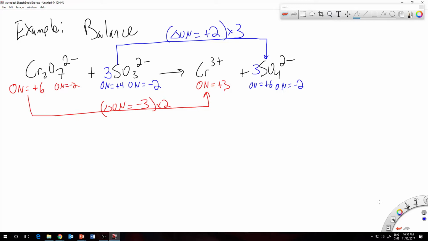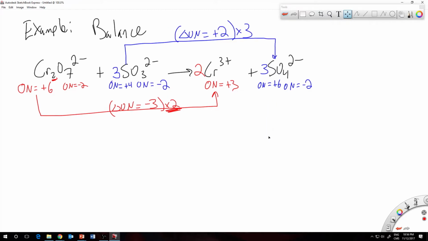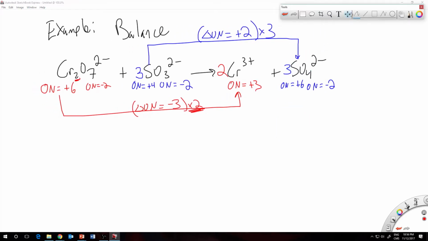And then a similar thing can be said for the chromiums. I need this chromium gaining 3 electrons to occur twice. Now I've already got 2 chromiums here, but I need 2 chromiums here to complete that. Each of those chromiums undergoes this reaction. So I need 2 of these Cr3+ on this side. So that does the balancing of the change in oxidation number.